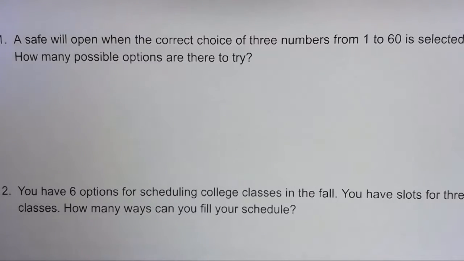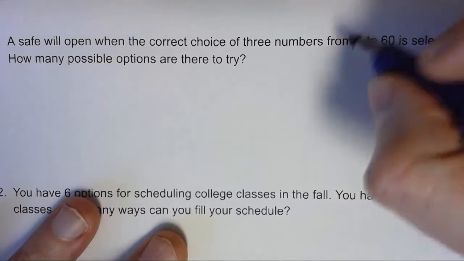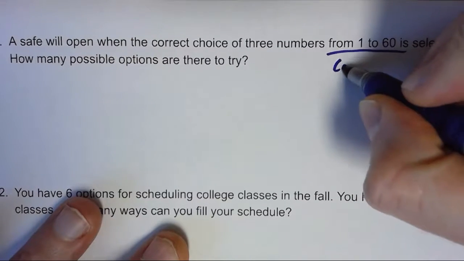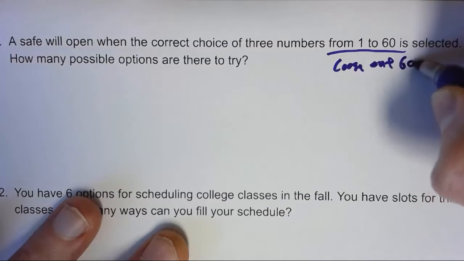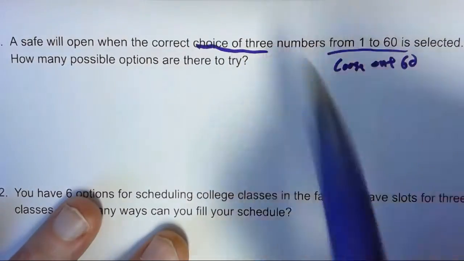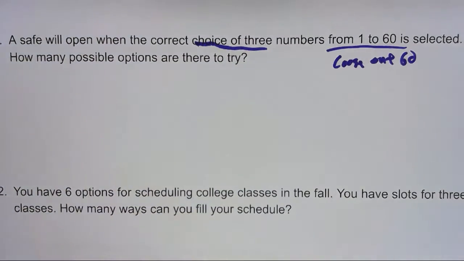Okay, so let's go over the problems on quiz number 8. The first one talks about a safe where you have to pick 3 numbers correctly in the right order. So the question is, how many possible options are there to try? That means we can choose from out of 60, but we're only picking 3. And because it's a safe, if we choose the right numbers but the wrong order, it won't open.